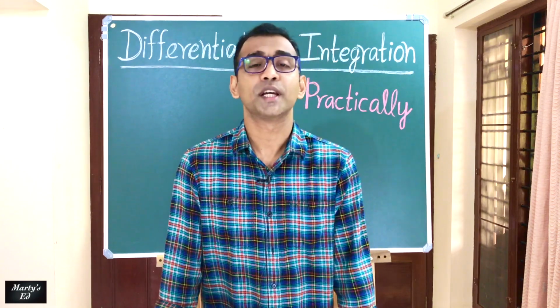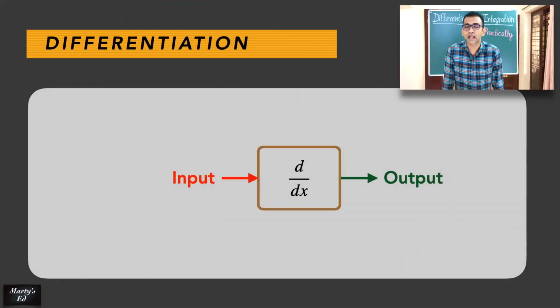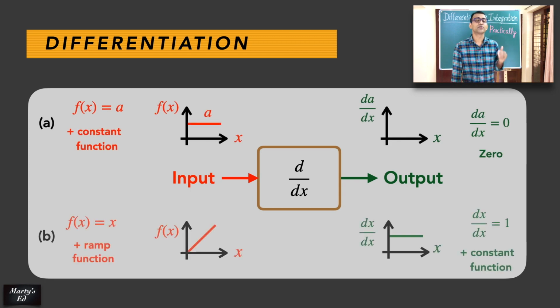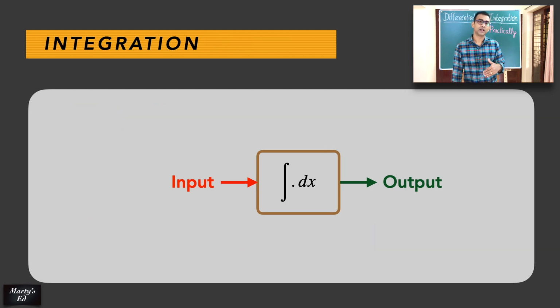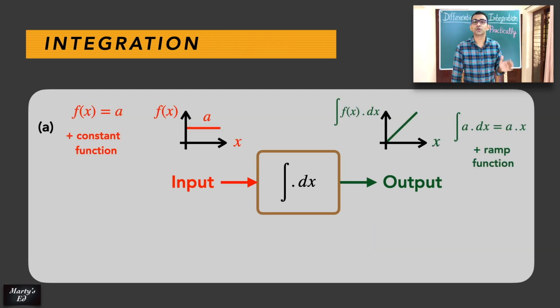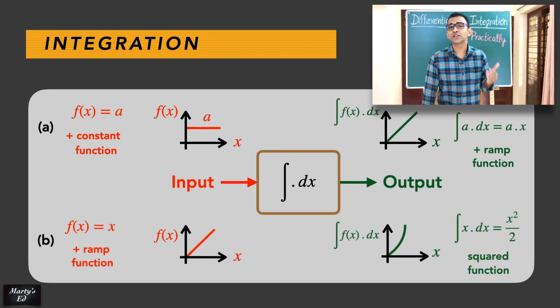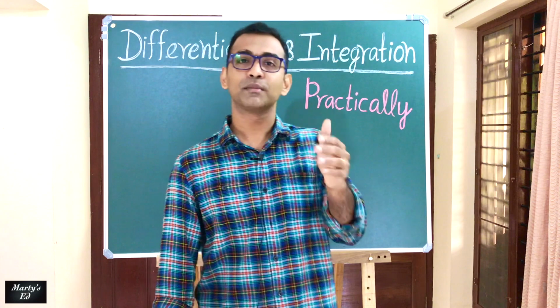For example, in differential calculus, the differentiation of a constant function is 0, and the differentiation of a ramp function is going to be a constant function. And differentiation of a squared function is nothing but a ramp function. And in integration, the integration of a constant is going to be a ramp, and the integration of a ramp is going to be a squared function. And all these formulas you learn in mathematics and physics.